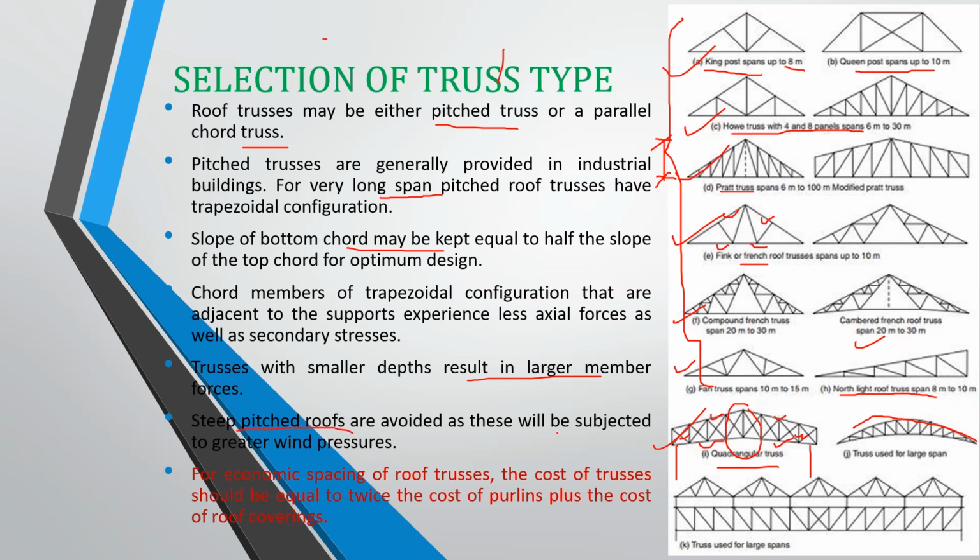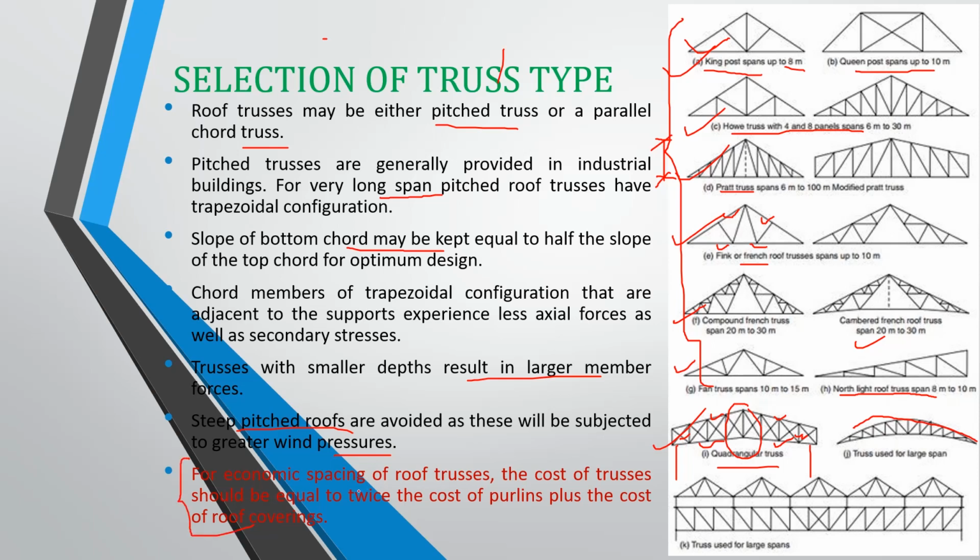Steep pitched roofs are avoided as these will be subjected to greater wind pressures. We will talk about wind pressures or wind load coming onto our trusses in our upcoming slides also. So we have to make sure that the slope of these pitched trusses is not very small, such that the rain or the snow load coming onto these trusses cannot be diverted properly, nor should the depth of the trusses be so large, because the larger the depth of these trusses, the effect of the wind forces will also be greater.